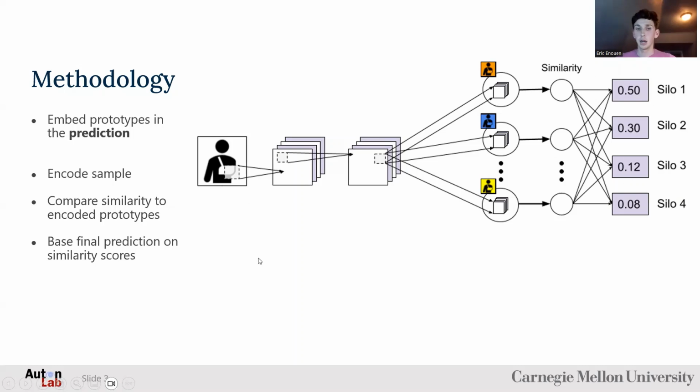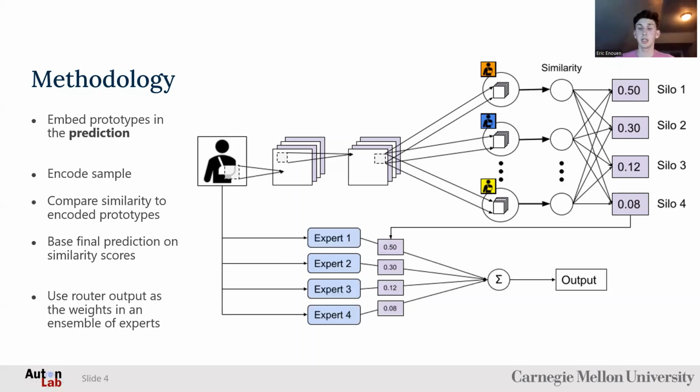And then we utilize this router output as the weights for an ensemble of experts. So we also pass this patient X to each expert to get its output, and then ensemble their predictions according to the router output to get the final prediction.